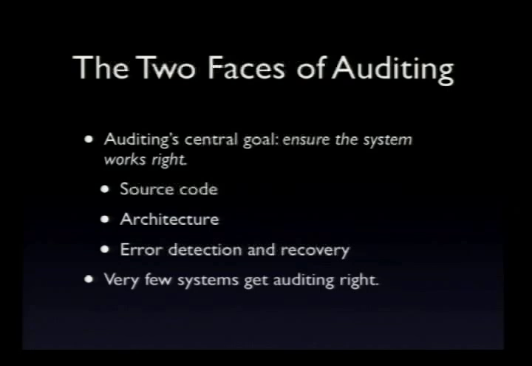The central goal of auditing is always to ensure the system works correctly. This is true whether you're talking about a code audit or an architecture audit or a tax audit. Auditing means make sure it works right. The most important thing that I am concerned with right now is error detection and recovery. Right now, we are entirely dependent upon DRE vendors to, number one, create an audit log, and number two, inspect that audit log and tell us if there's anything wrong. We can't do anything about number one. What can we do about number two?